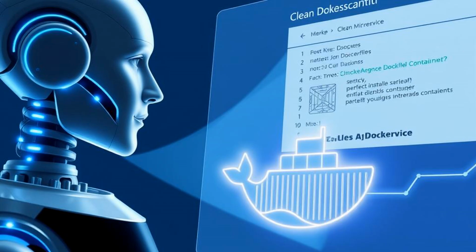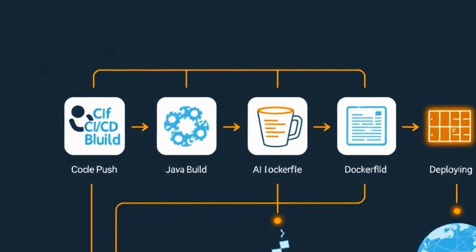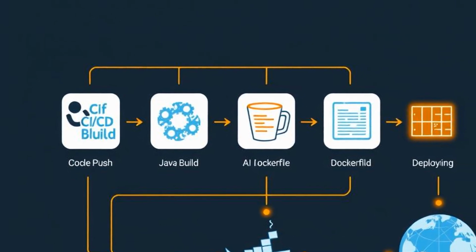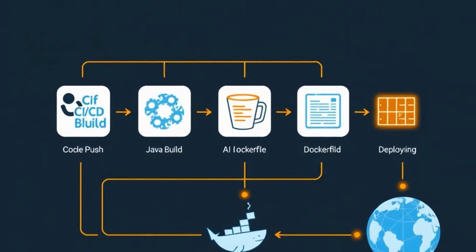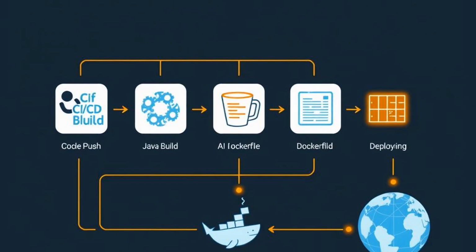This is where generative AI steps in. Imagine an intelligent assistant that understands your Java project, its language, its framework, its dependencies, even its historical performance data. This AI can then analyze all these parameters and recommend, or even directly generate, a highly optimized Dockerfile tailored specifically for your application. It's not just about automating what you would do, it's about doing what you should do, but perhaps wouldn't have the time or expertise to figure out on your own.